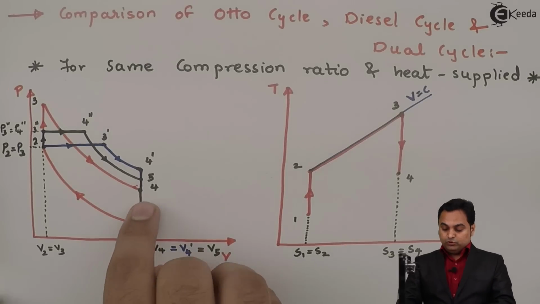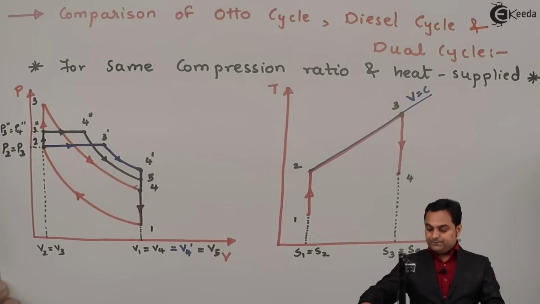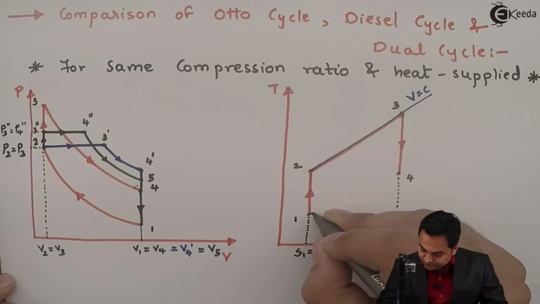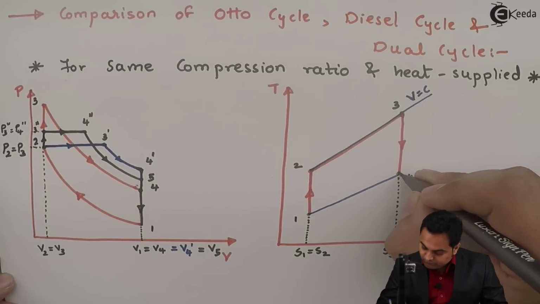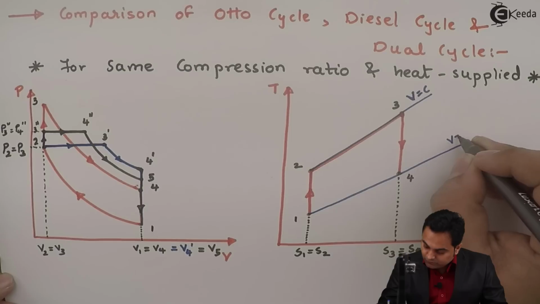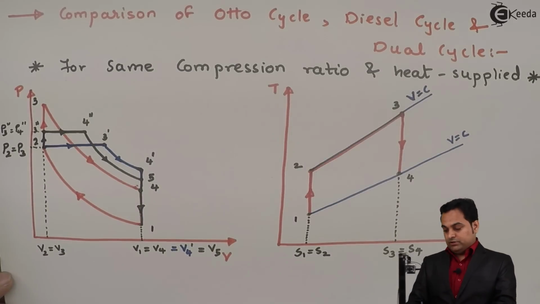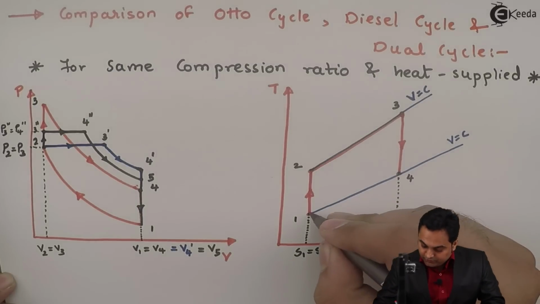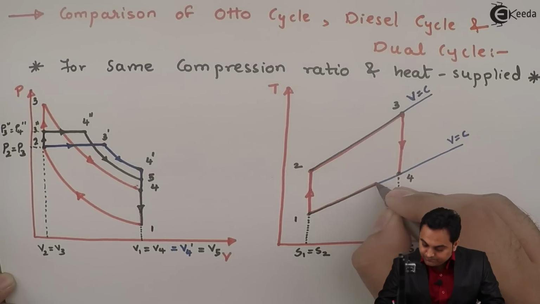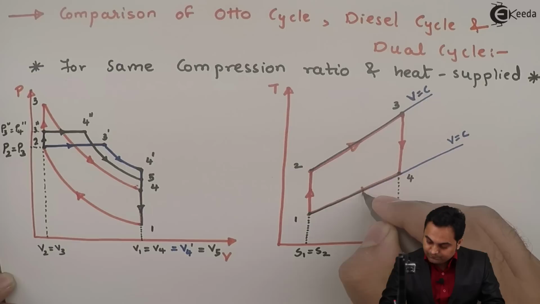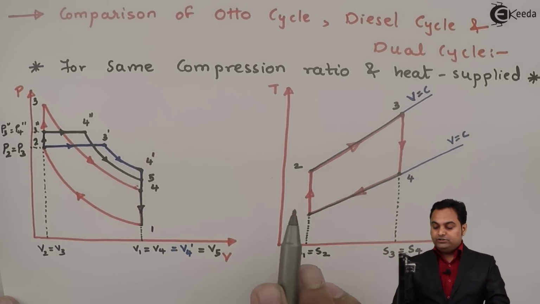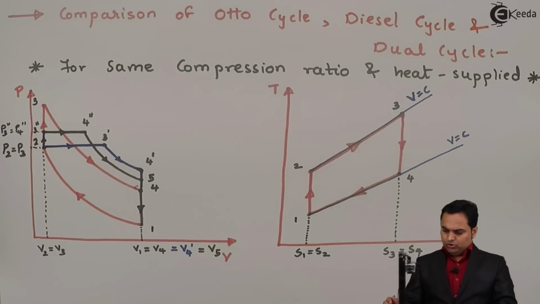Next, from 4 to 1 it is constant volume heat rejection. So again I'll draw a constant volume line. So volume V is equal to constant, and then there is heat rejection at constant volume. So from 4 to 1 the volume would be constant. Now this is the Otto cycle on TS diagram. Then over this I will draw diesel cycle as well.